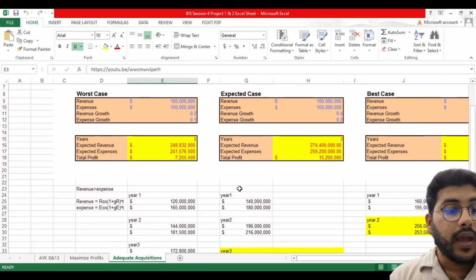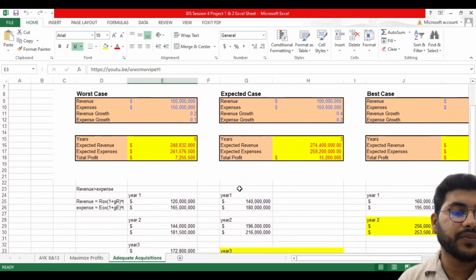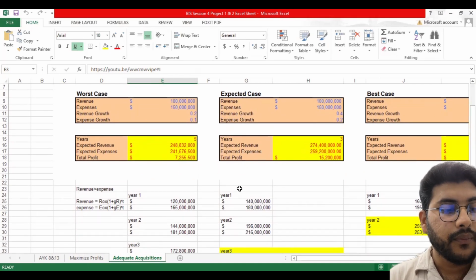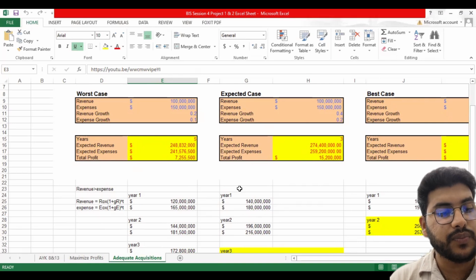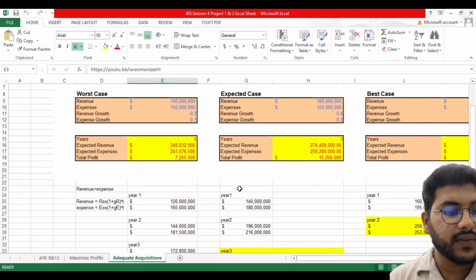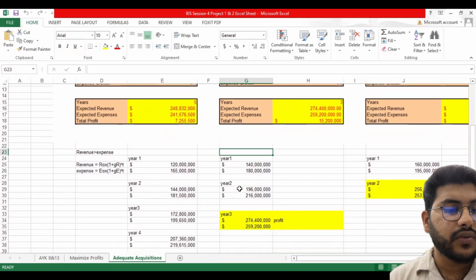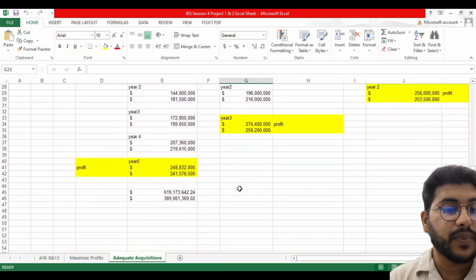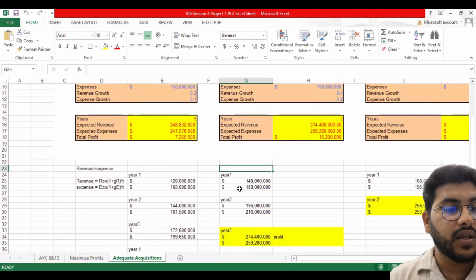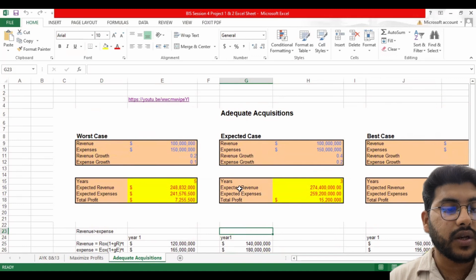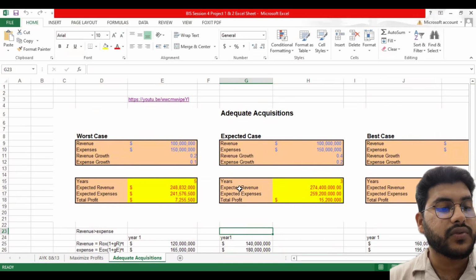I used a spreadsheet template provided for this project. The template allows us to calculate the break-even point for 3 scenarios: worst case, expected case, best case. The current revenue of Good Grow is 100 million and the expenses are 150 million. The company currently has a revenue growth rate of 35% and an expense growth rate of 10%.